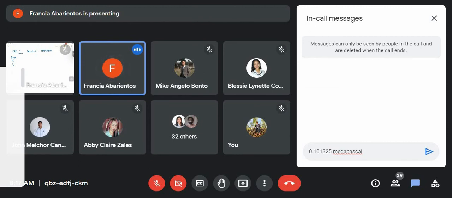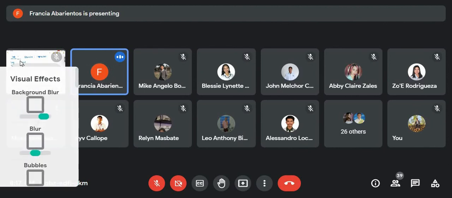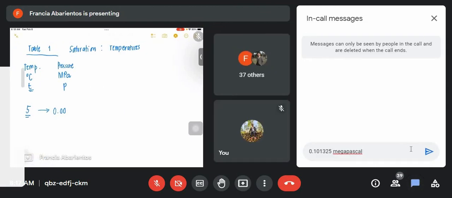Okay. Along with that, kukuha kayo ng ruler. Sa pressure, class, ang unit niya is in megapascal. Letter P siya dito. Makikita ninyo 0.00. Pag mali na kayo sa point, mali na yung answer ninyo. 0.008721. This is in megapascal.